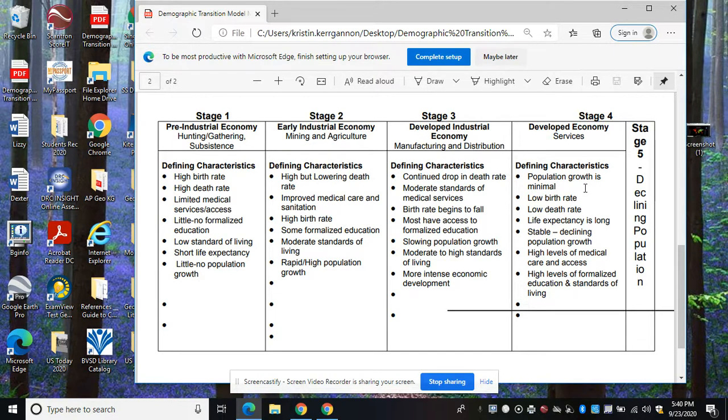Stage 4, the growth is minimal. They've got a low birth rate, low death rate. Life expectancy is long. They've got a lot of money. They could keep people alive a long time, good medical care. If I was living in a stage 2, I would want to go live in a stage 4. I would want to get the heck out of my stage 2 and go to that stage 4. Stage 5, declining population. We see the workforce disappearing.